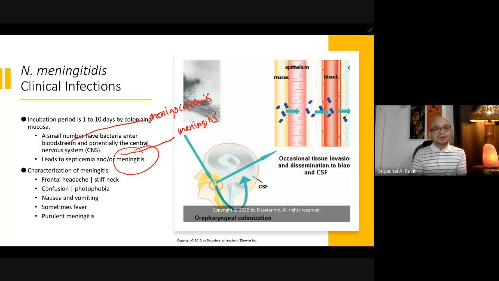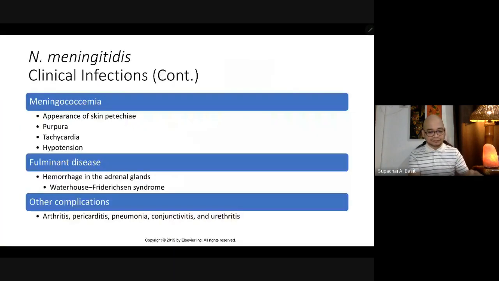Okay? So, what would be the signs that a patient already has meningitis? So, frontal headache and stiff neck, confusion, photophobia, nausea and vomiting, sometimes fever, and purulent meningitis. Okay? So, unlike meningococcemia, it's a totally different disease. Okay? So, there will be petechiae. And the reason for the presence of the petechiae is this one, DIC.